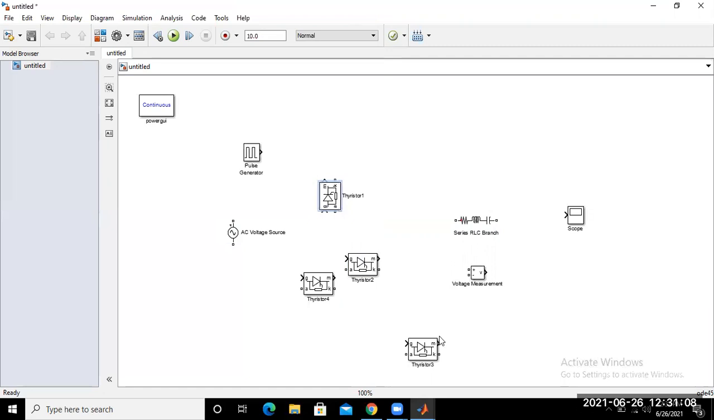And next thyristor number 3. Okay. So thyristor number 3 here. Control R. So just rotate this one. Okay. Thyristor 2. Okay. So go to here. Again rotate this thyristor. So okay. Thyristor number 4. And click here and rotate this one.